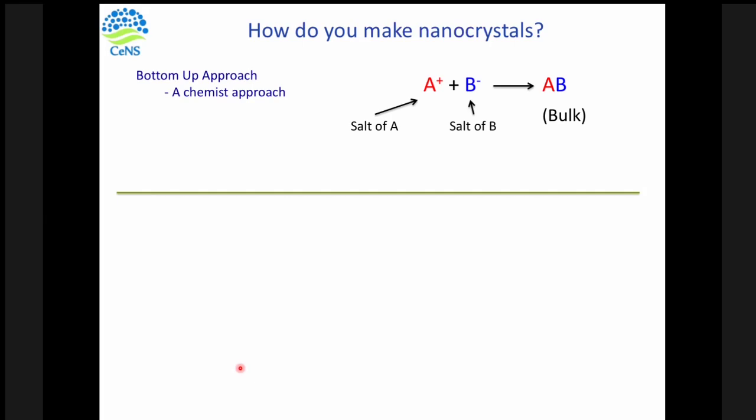Bulk means these are not in the nanometric size, because that is the thermodynamically stable state. So one needs to stop this reaction at some point when A+ and B- are reacting to form AB. Before it goes to the bulk, we have to stabilize this with the help of some passivating molecules. So when AB is growing, these passivating molecules come and stop the growth, and thus the AB nanoparticle forms.